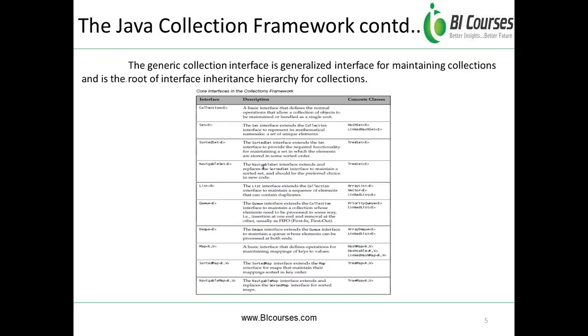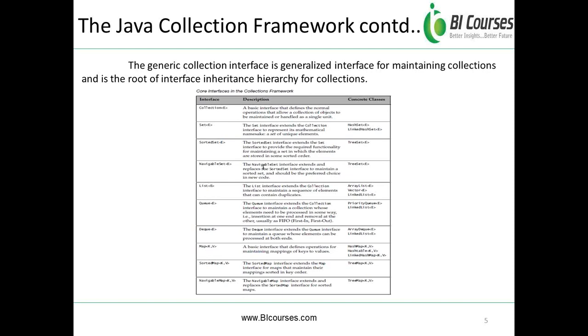The generic Collection interface is a generalized interface for maintaining collections, and it is the root of the interface inheritance. It is a basic interface that defines the normal operations that allow a collection of objects to be maintained or handled as a single unit. In the Set interface, duplicate objects are removed. The Set interface extends the Collection interface to represent the mathematical set of unique elements. Set is nothing but unique elements.